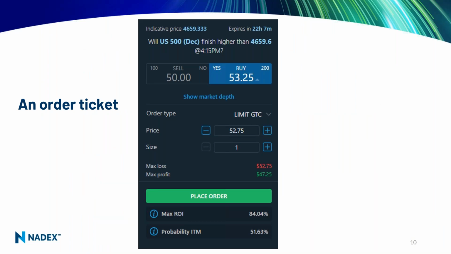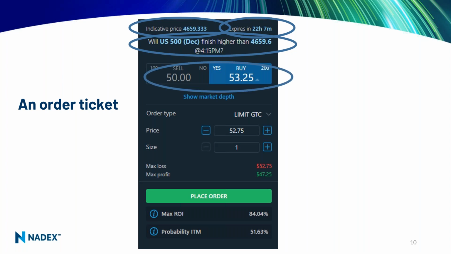Here's an order ticket for a binary option. We have an indicative price. When I took this particular example, which is a few months old, but it doesn't really matter, the S&P 500 was trading at 4659.333. I knew the binary option expired in 22 hours, and I had my condition. Will the S&P 500 finish higher than 4659.6 at 4:15 p.m. tomorrow? I had 22 hours. Now, the current price on that was 50, bid at 53 and a quarter.